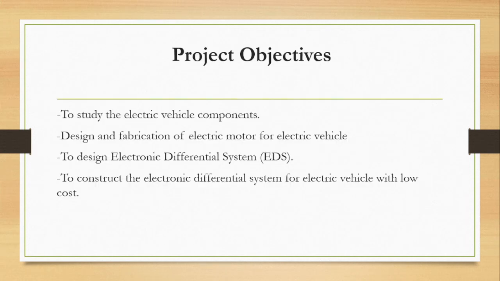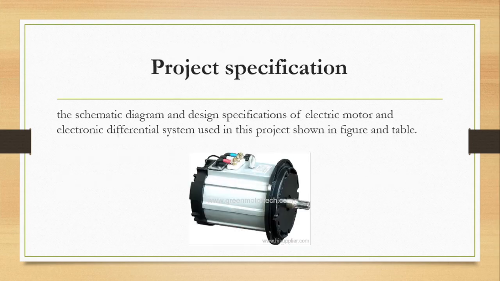The project objectives: to study the electric vehicle components like the electric motor and differential system of the electric vehicle, design and fabrication of an electric motor for the electric vehicle, design an electronic differential system for the electric vehicle directly driven by dual induction motor wheel and the rear wheel, and to construct the electronic differential system for the electric vehicle with low cost.